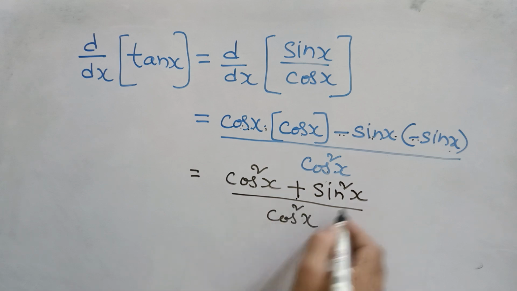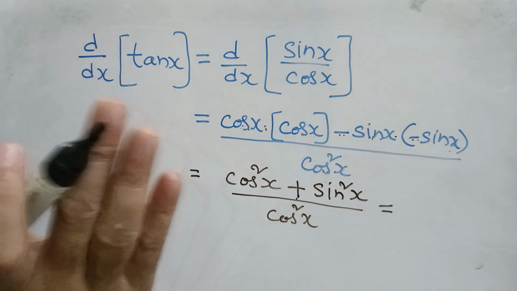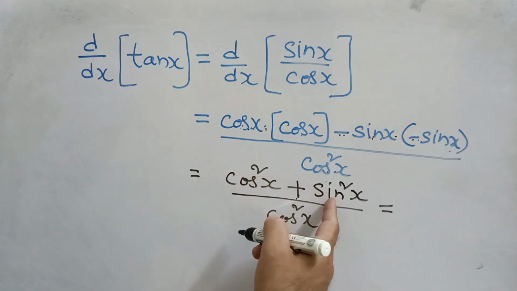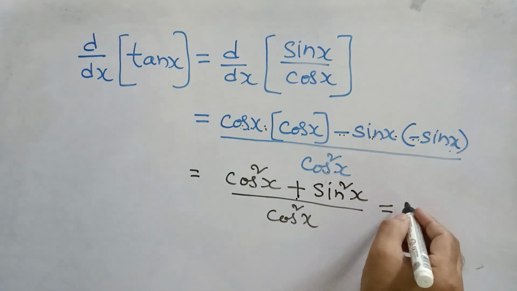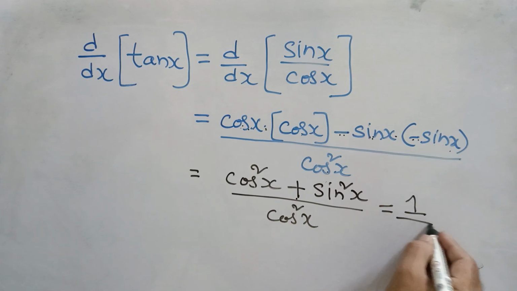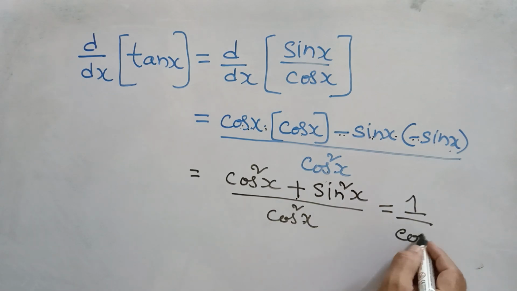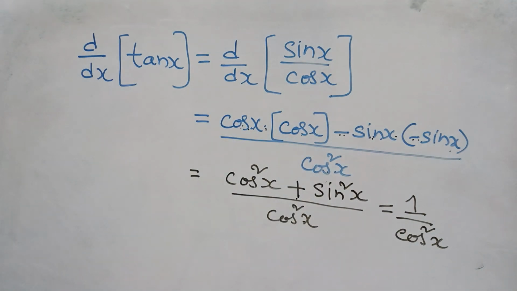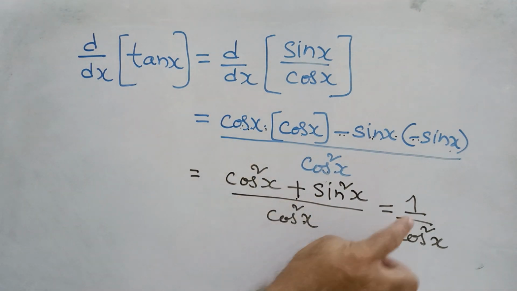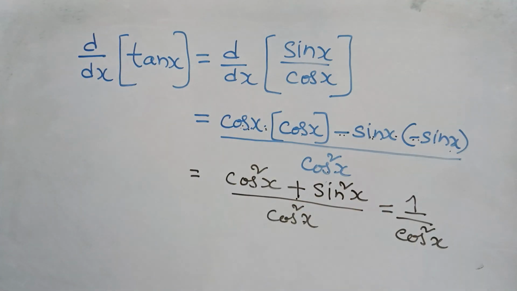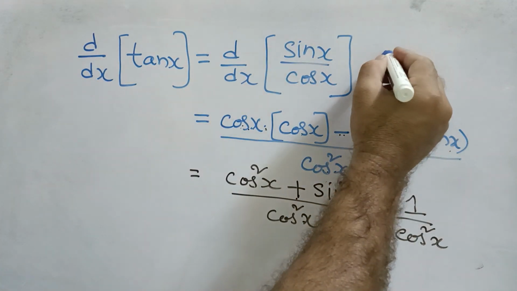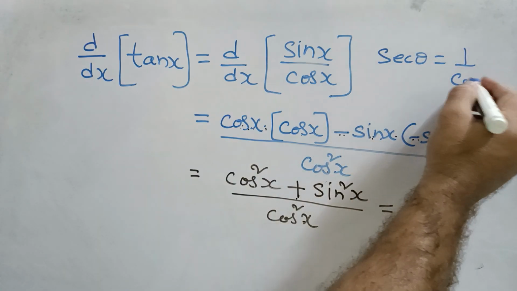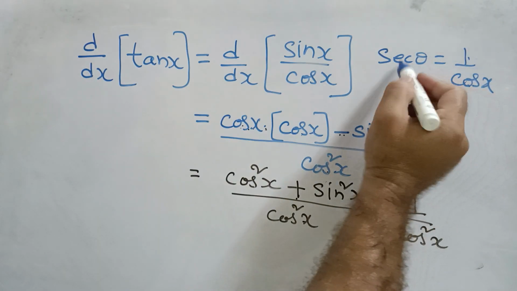There is one important formula in trigonometry: cos square x plus sin square x is equal to 1. So it is 1 by cos square x. Just now I told you that 1 by cos is nothing but secant. Just now I told you the definition of secant. What is secant? 1 by cos is equal to secant.